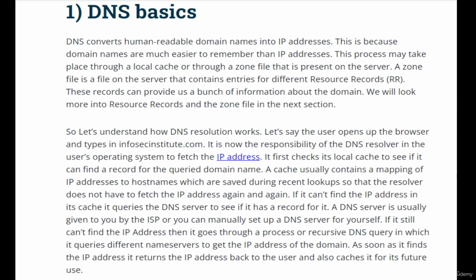So, at first, we have to know DNS basics. DNS converts human readable domain names into IP addresses. This is because domain names are much easier to remember than IP addresses. This process may take place through a local cache or through a zone file that is present on the server.